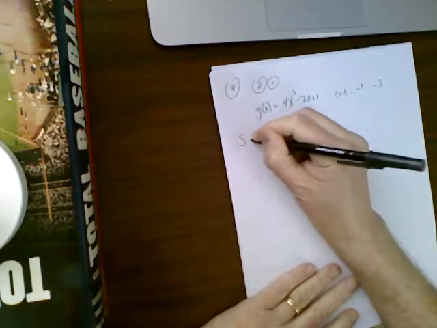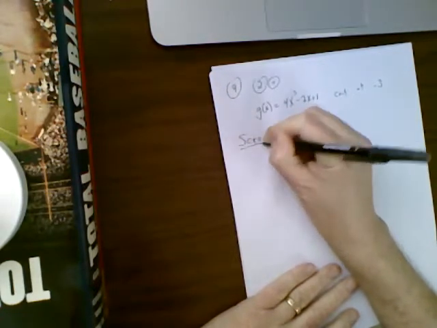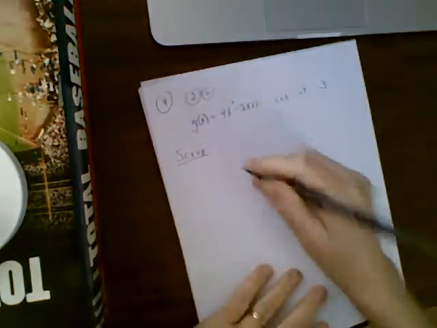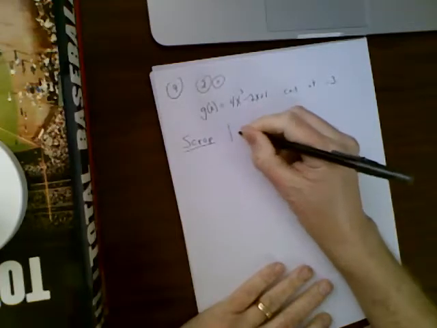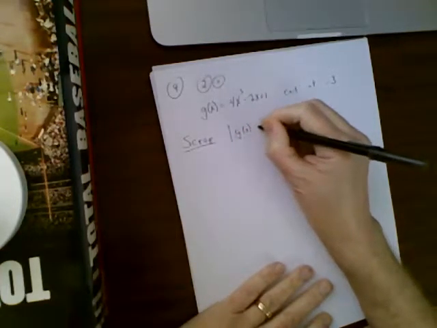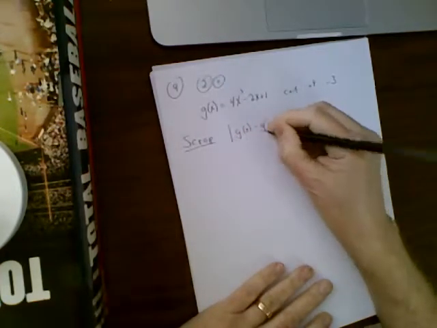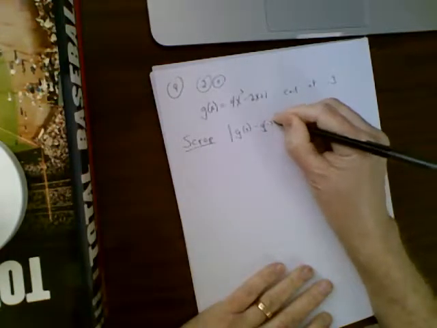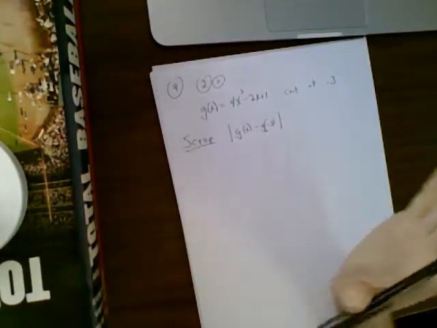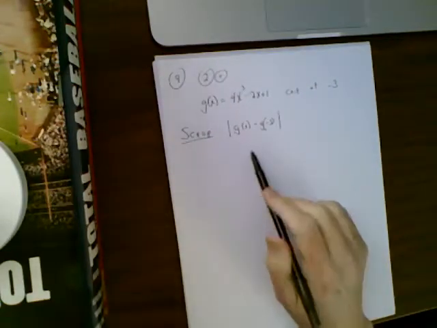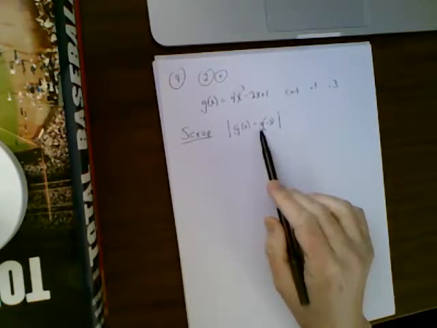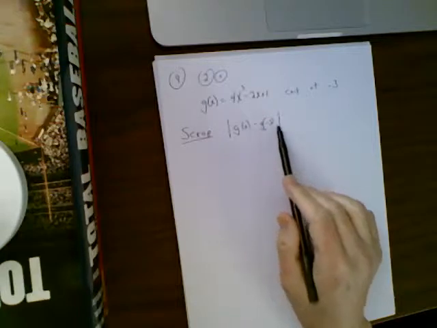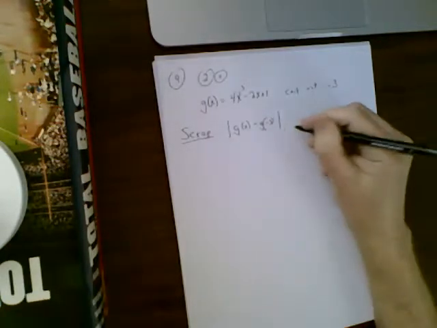So for the scrap work, we have to show that we can keep g of x as close to g of negative 3 as we want, just by keeping x close to negative 3. So somehow, and this is easy, these are polynomials, things you should be able to handle in the exam, we need to factor out an x minus negative 3, or factor out an x plus 3.